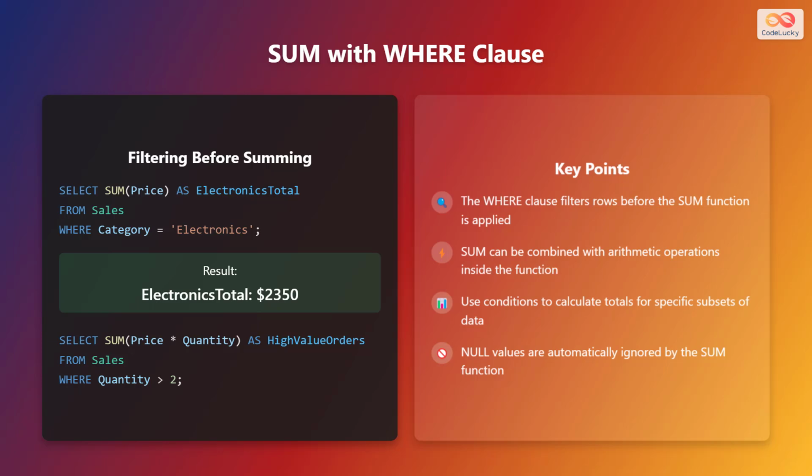For example, to calculate the total sales for the electronics category, the query would be: SELECT SUM(price) AS electronics_total FROM sales WHERE category = 'electronics'. In this case, the result is electronics_total, $2,350. To calculate total high-value orders, SELECT SUM(price * quantity) AS high_value_orders FROM sales WHERE quantity > 2.